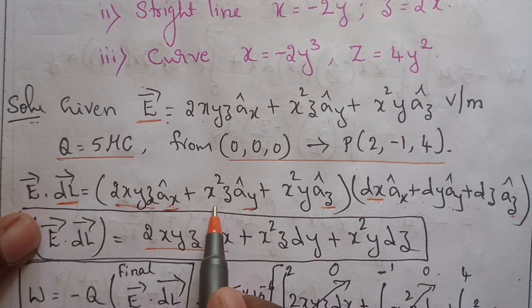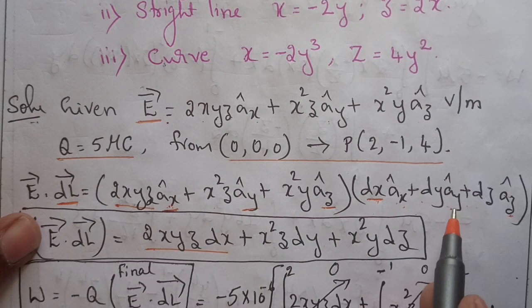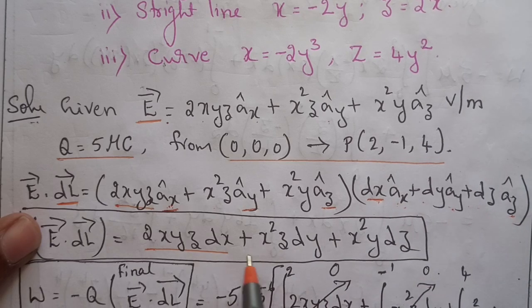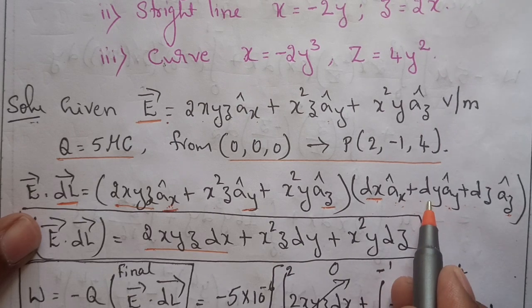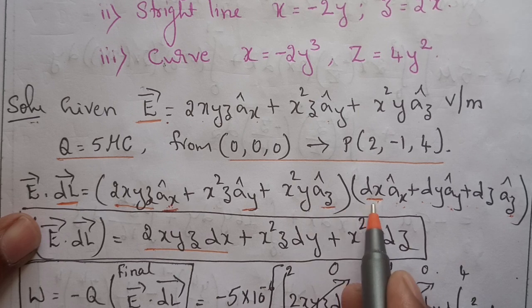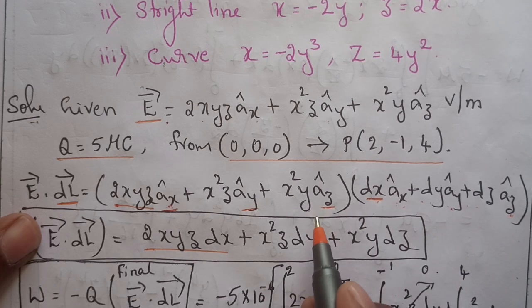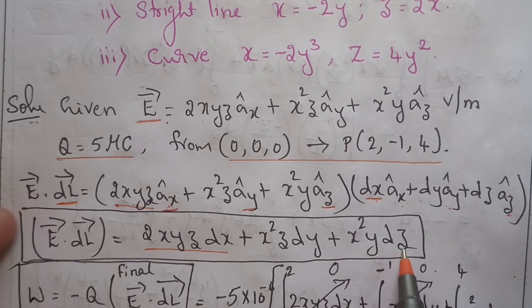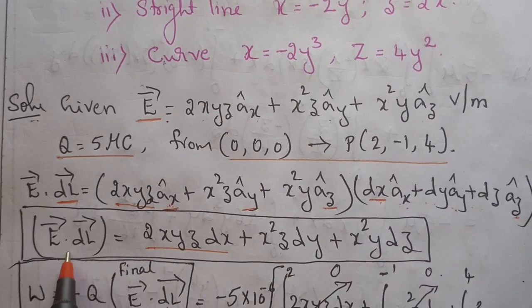Next is x squared z. So ay dot ay is 1, and the rest, ax and az, are 0. Therefore you remain with x squared z dy. Similarly, if you take the dot product with dl, az dot az is 1, therefore you get x squared y dz. This is just E dot dl.